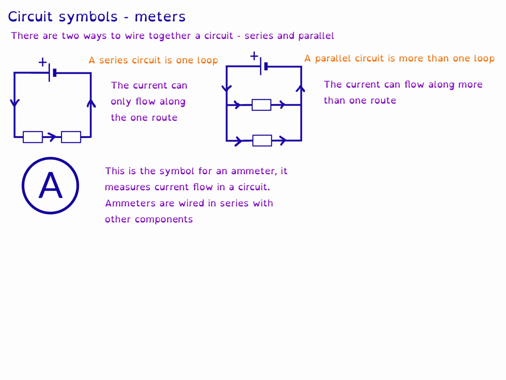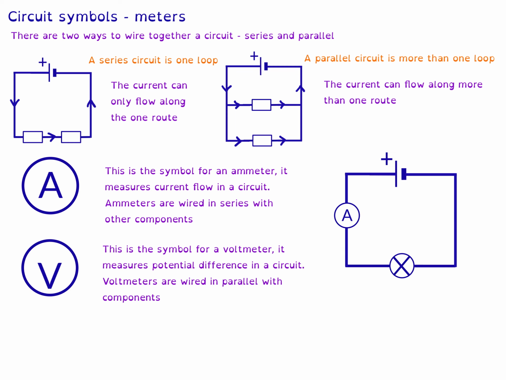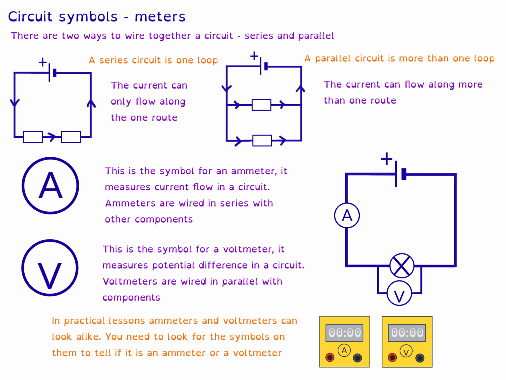This is the symbol for an ammeter. It measures current flow in a circuit. Ammeters are always wired in series with other components. This is the symbol for a voltmeter. It measures potential difference in a circuit. Voltmeters are wired in parallel with the component. In practical lessons, ammeters and voltmeters can look alike. You need to look for the symbols on them to tell if it's an ammeter or if it's a voltmeter.